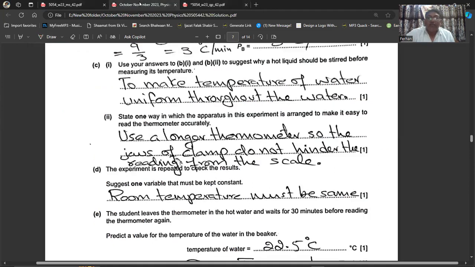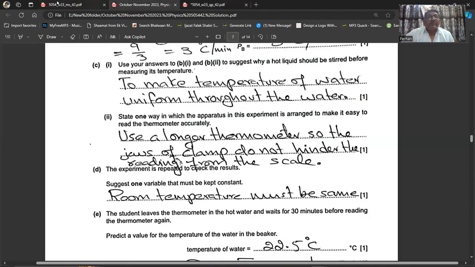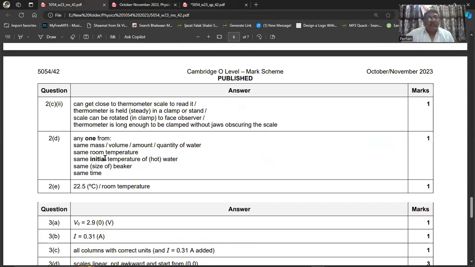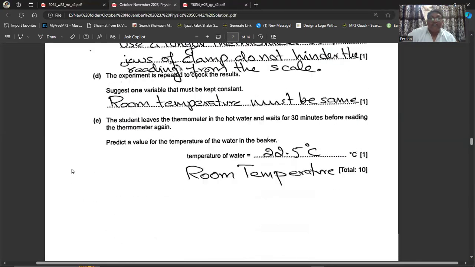So I will have to write only one. Room temperature must be kept the same. So there are so many possibilities given here. So you only have to give only one reason. You can read them all. You can pause the video if you want more time on this marking scheme.